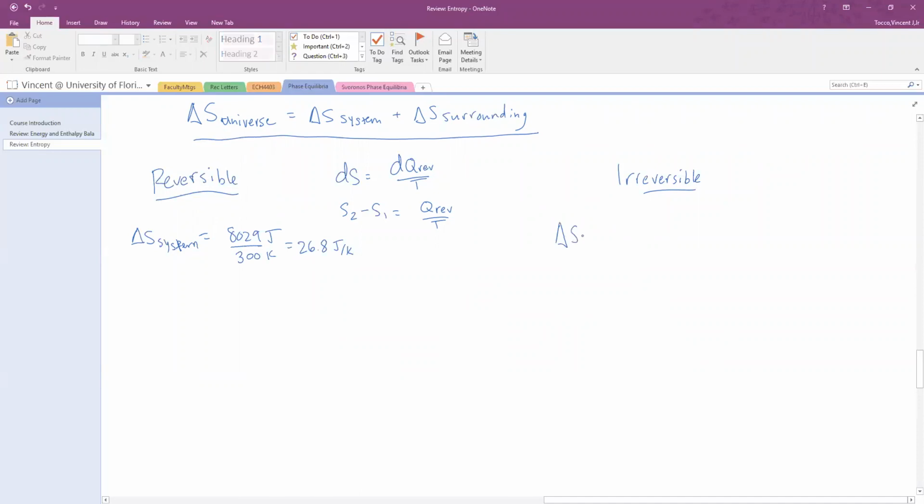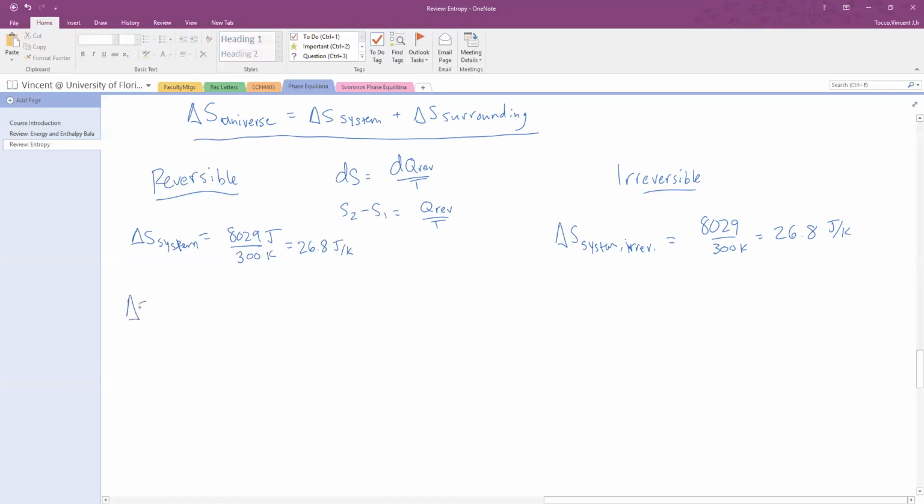So delta S system for irreversible is equal to 8,029 divided by 300 K, which is also equal to 26.8. Now at this point, you're probably saying, well, what gives? I thought for a reversible case, we're not going to be generating any net entropy. And we're only considering one side of the equation so far. We've only calculated what the delta S for the system is. We also have to calculate what delta S for the surroundings is. Okay, so let's go ahead and do that.